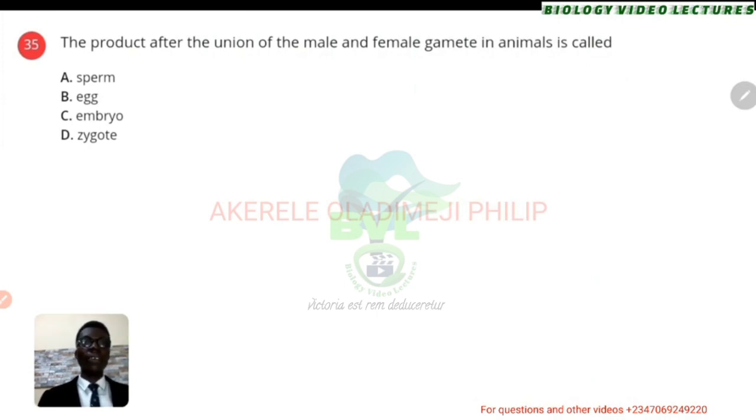The product after the union of the male and female gametes in animals is called the product. That's going to be zygote. Zygote, or we say fertilized egg, but zygote is what is okay from this option.